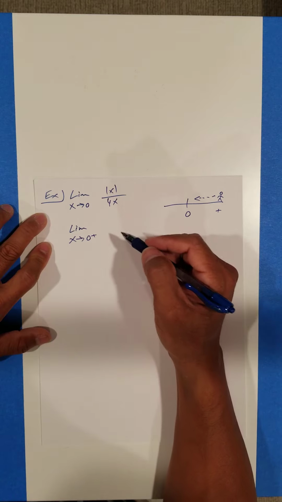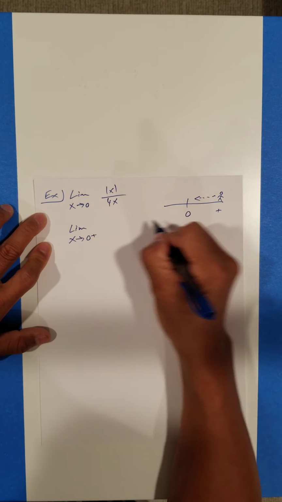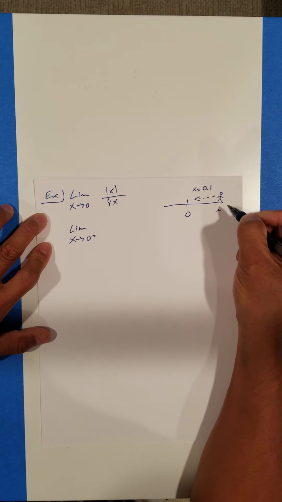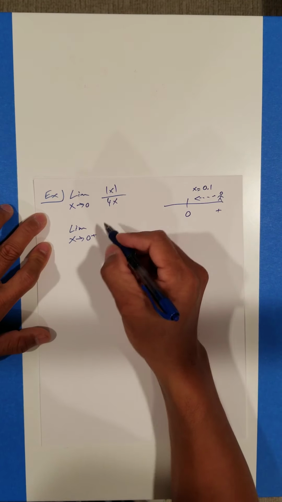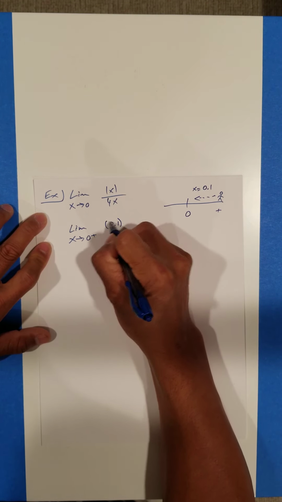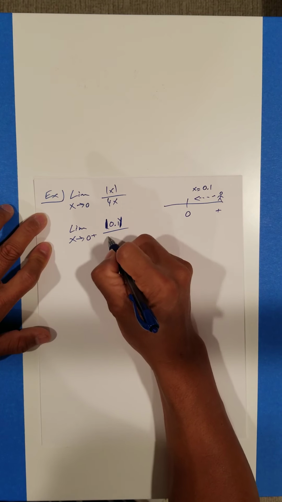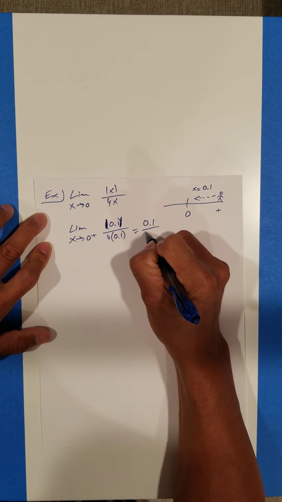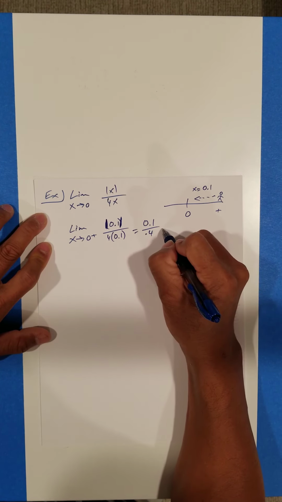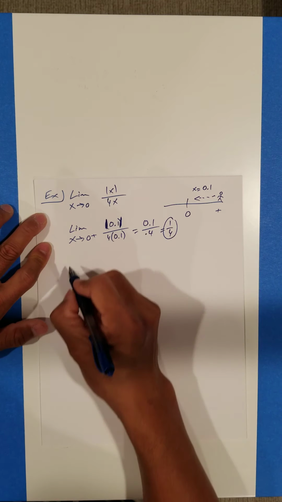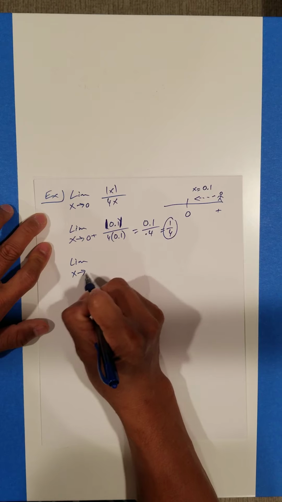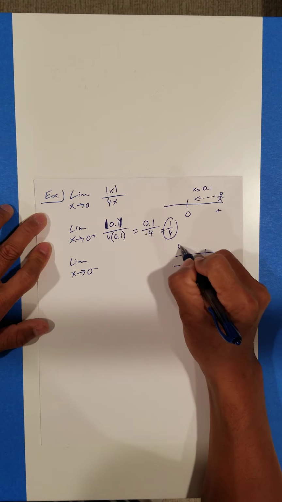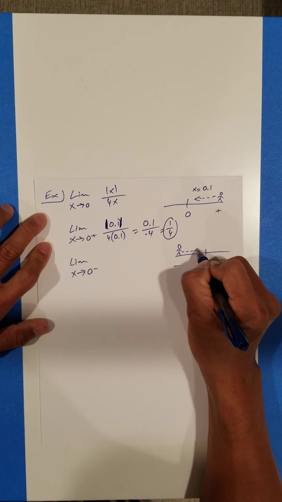Pick any number going towards 0, let's say positive x equals 0.1. Let's plug in 0.1. The absolute value of that on top, and on the bottom 4 times 0.1. So you get 0.1 over 0.4, and this gives you 1/4. Now the limit as x approaches 0 from the negative side. Number line, here's 0, here's the negative side, and you're walking towards 0.